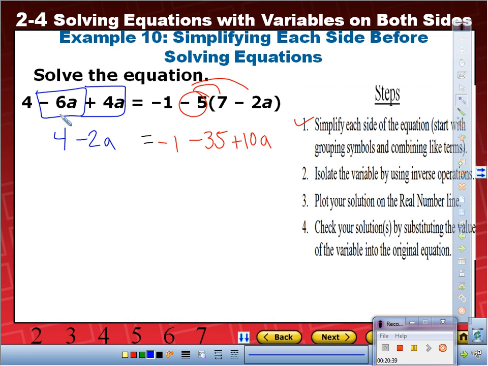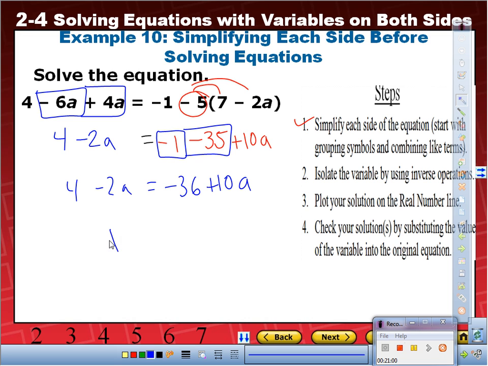Are we done simplifying this side? This side over here, yes. How about this side right here? No, we need to combine this one and this one. This becomes negative 36 plus 10a equals 4 minus 2a. Does this look familiar? Yes, so make sure you finish that.